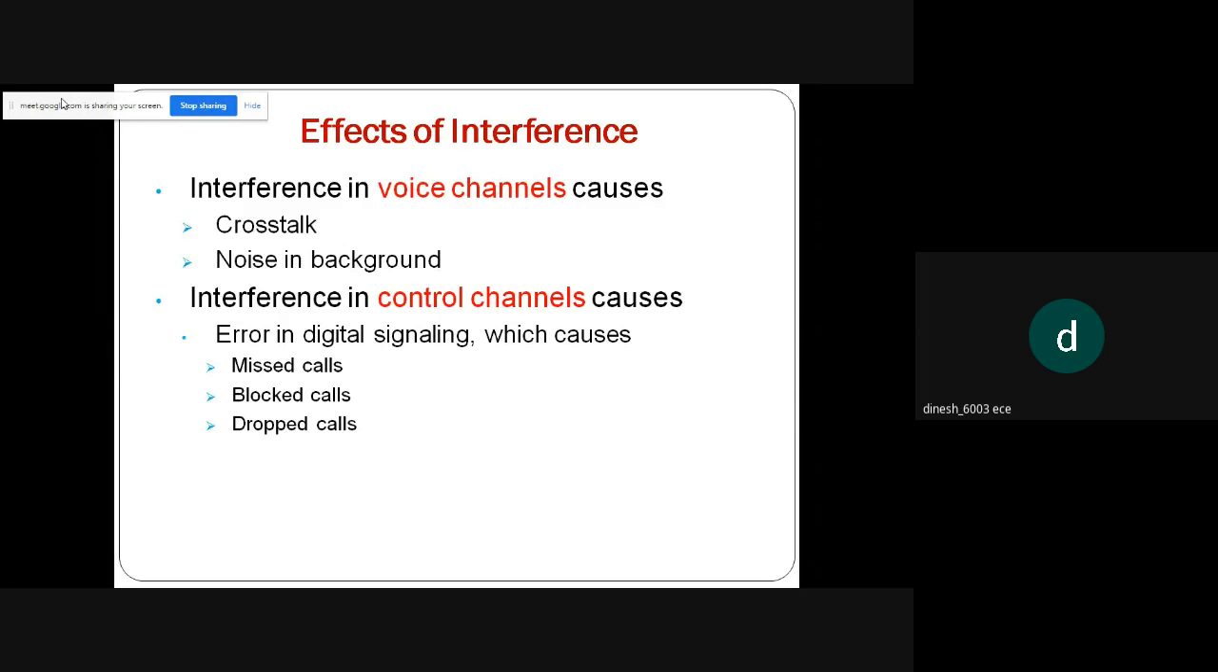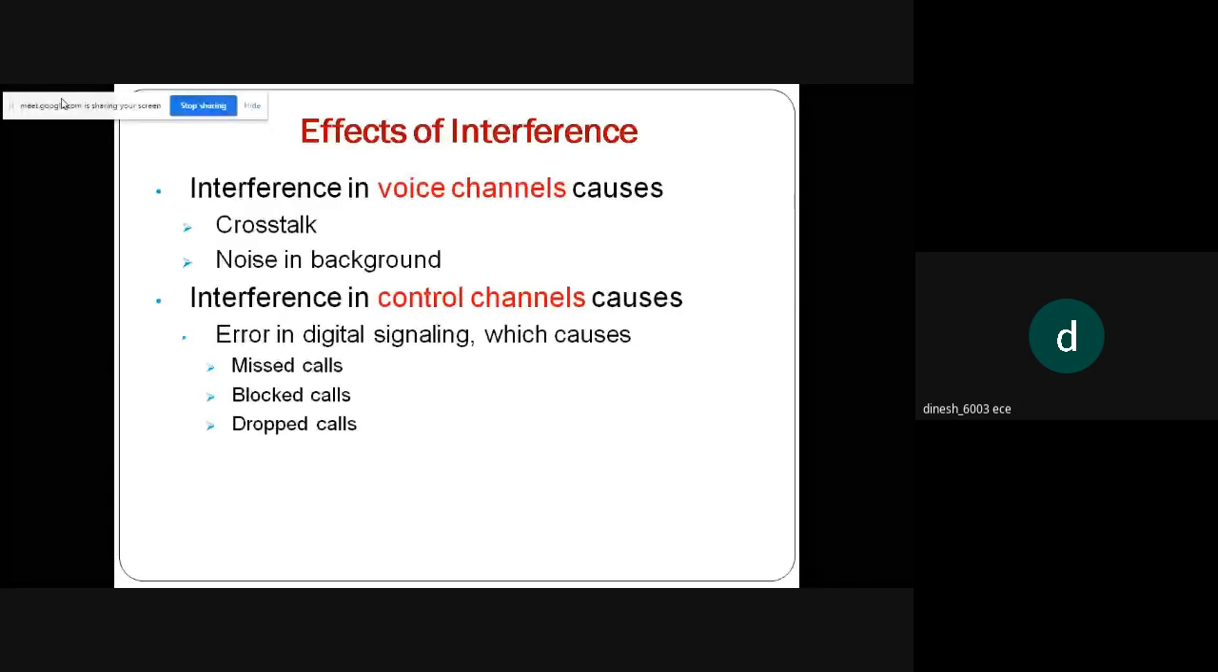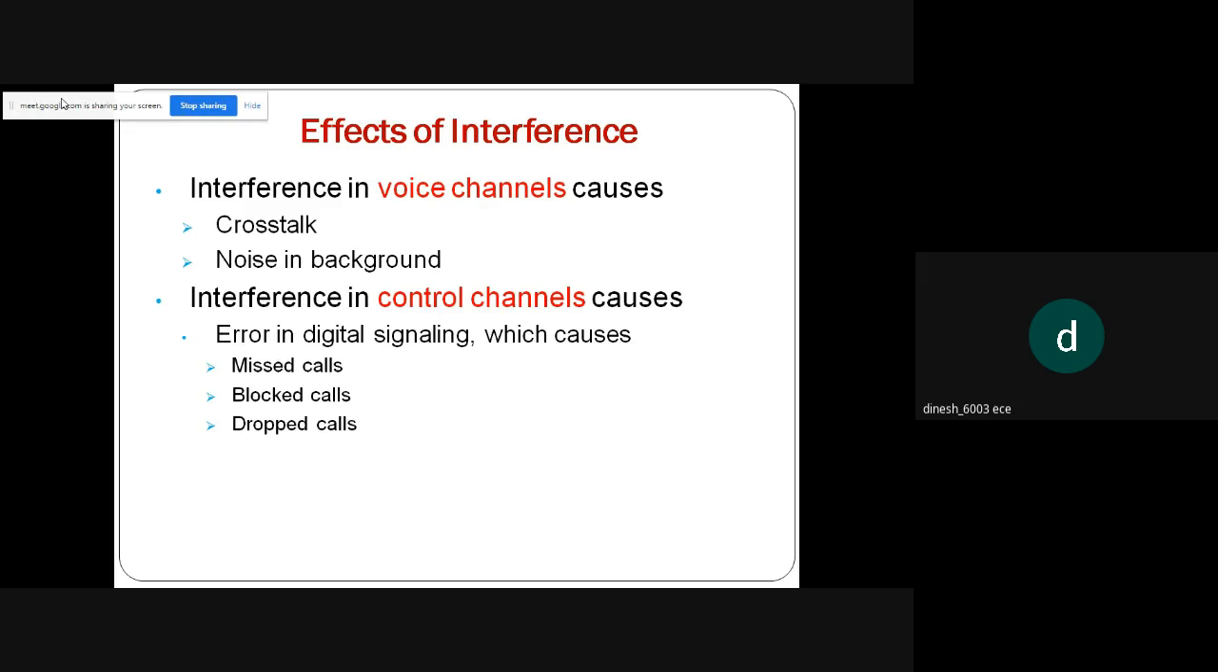So when this occurs, the communication itself fails or lacks. The purpose of that particular call that we have made becomes wasted. Okay. So this occurs in voice channels. This was specifically in the 1G generation, first generation, and the second generation systems.